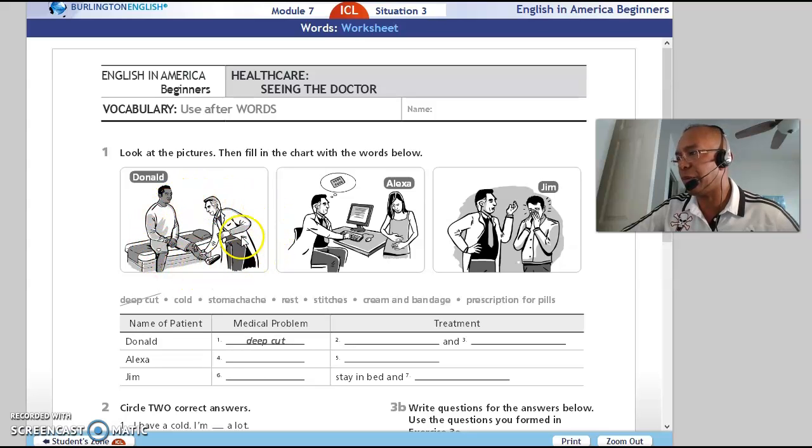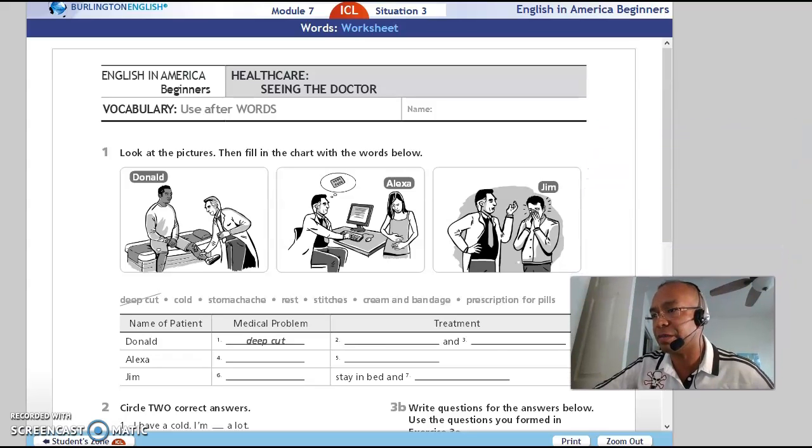What is the problem with Donald? The medical problem that Donald has is that he has a deep cut. A deep cut. So what do you think the doctor is going to suggest? Is he going to suggest a stomachache? No, that's a problem. Rest. With a deep cut, you need to have more than that.